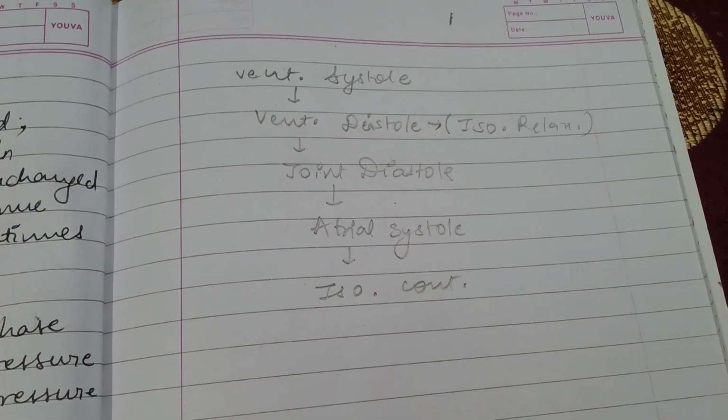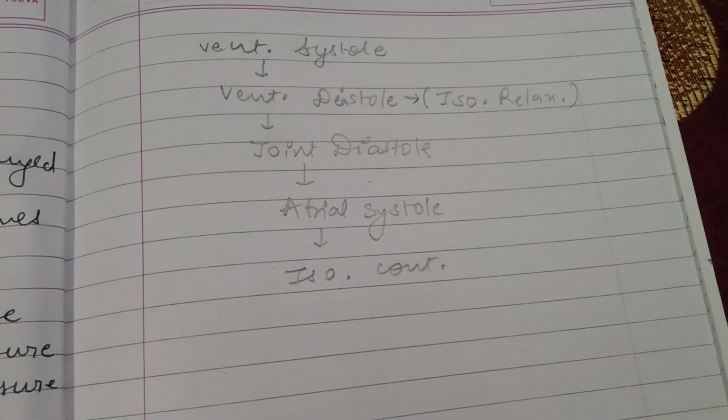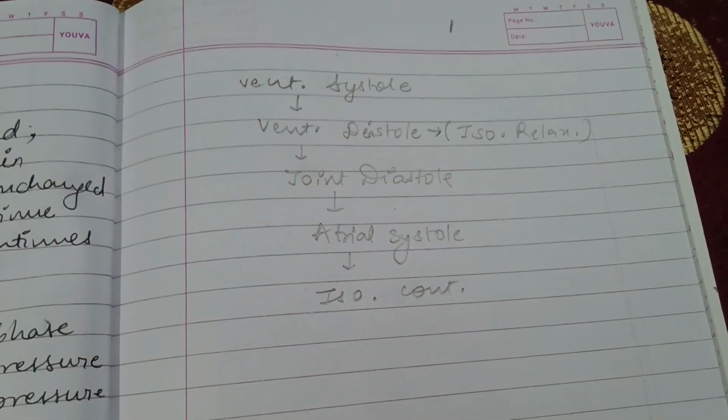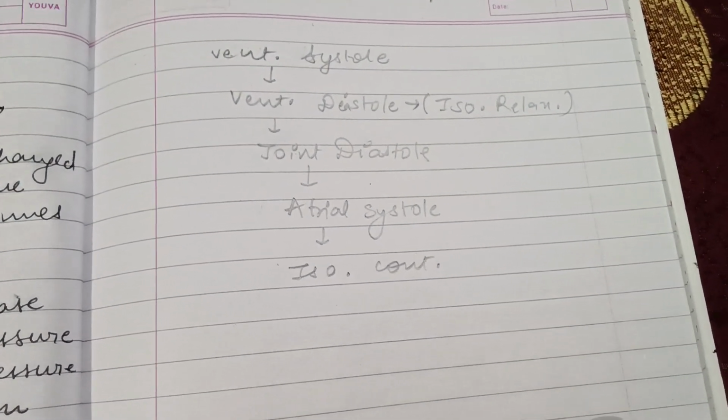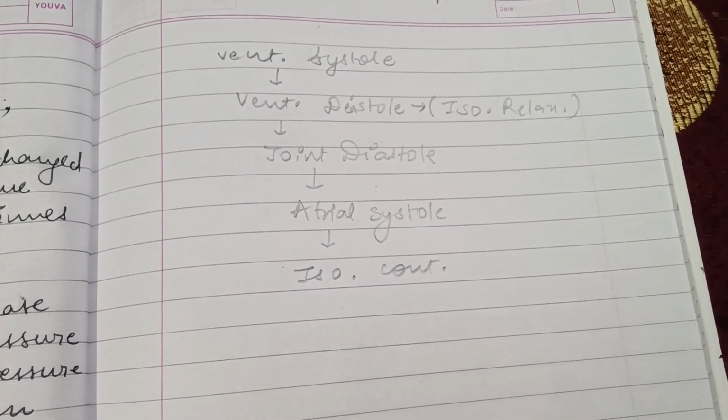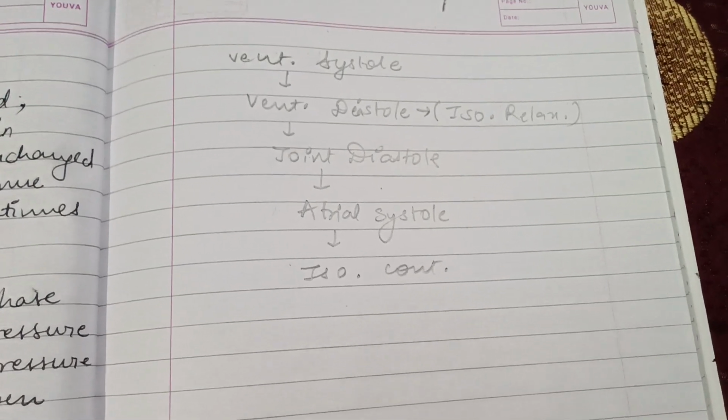This is how you can distinguish between joint diastole, isovolumetric relaxation, and isovolumetric contraction, and why joint systole doesn't happen. Now I hope every doubt is clear.